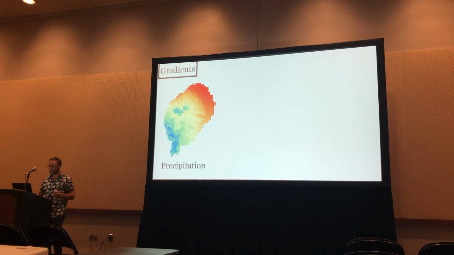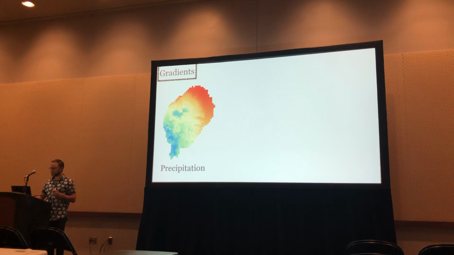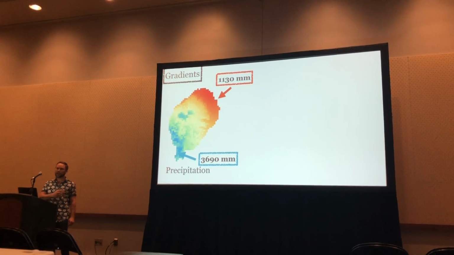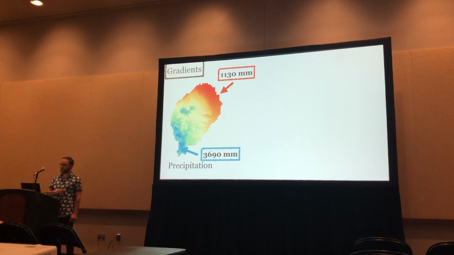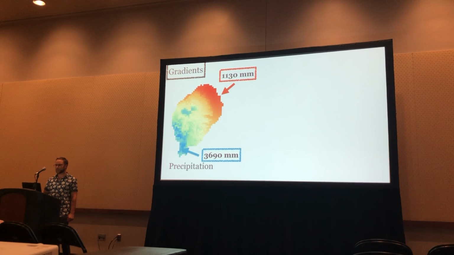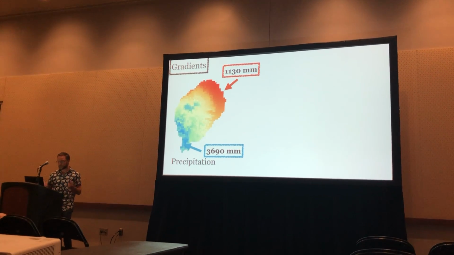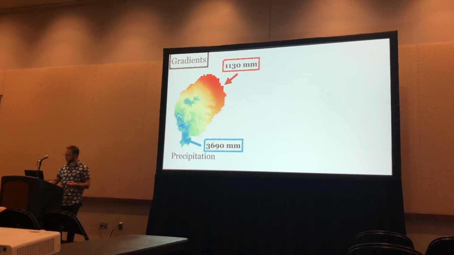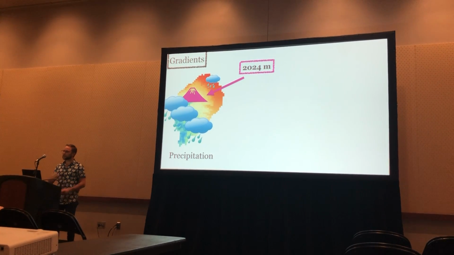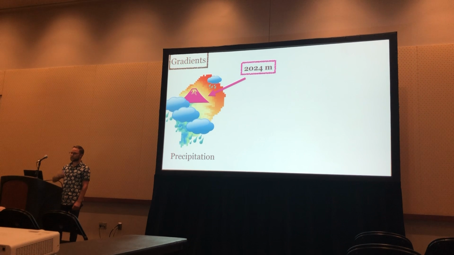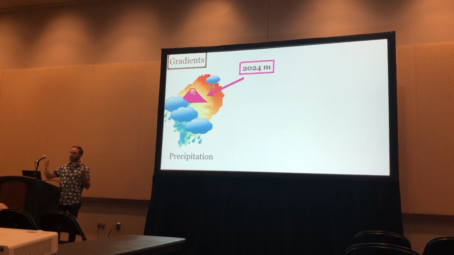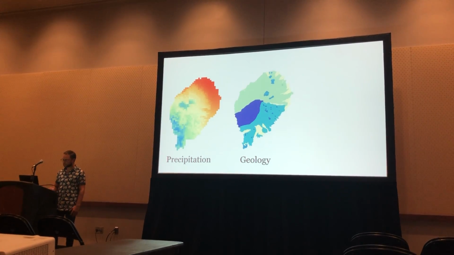So one example of that heterogeneity is this gradient of precipitation. We have a lot of precipitation on the southeast part of the island, over 3,500 millimeters, and then 1,100 millimeters per year of precipitation on the other side of the island. So we have this rather extreme gradient of precipitation. The reason is you have this large volcano in the middle of the island that creates a rain shadow that blocks the rain from moving across. So this could promote divergence in taxa along some sort of a gradient.